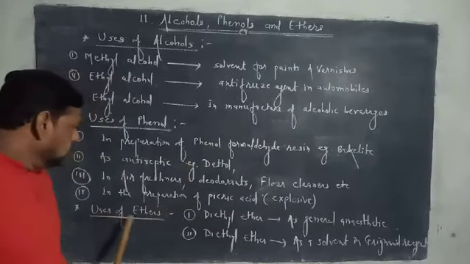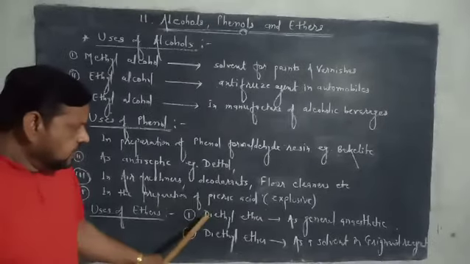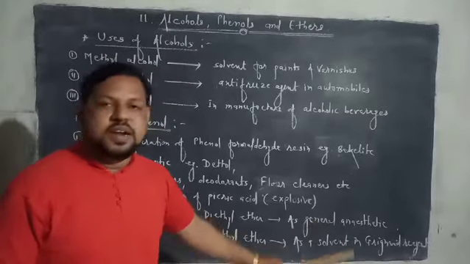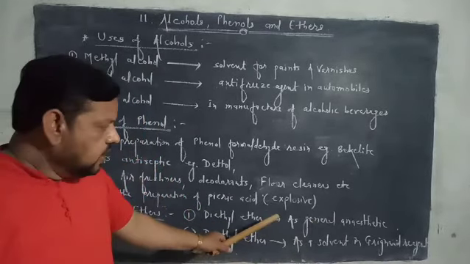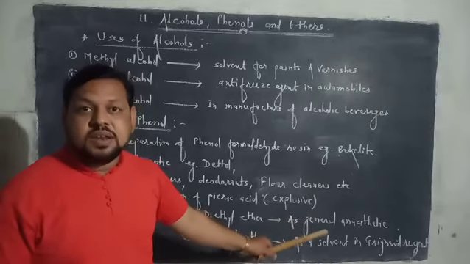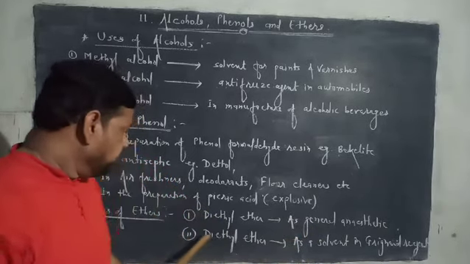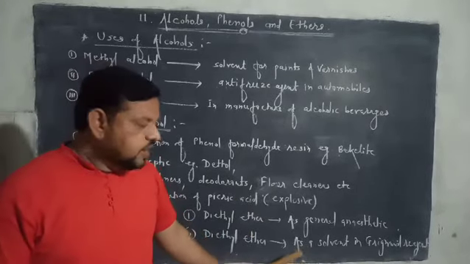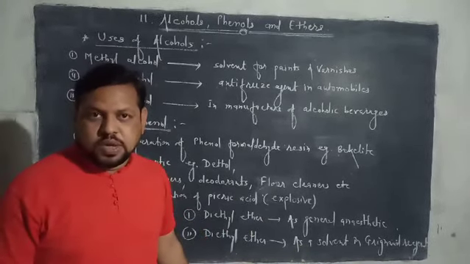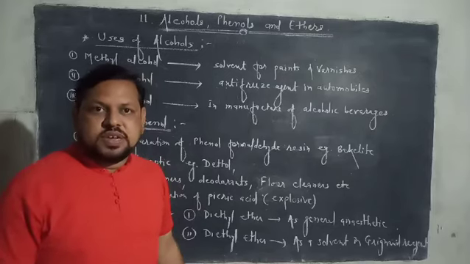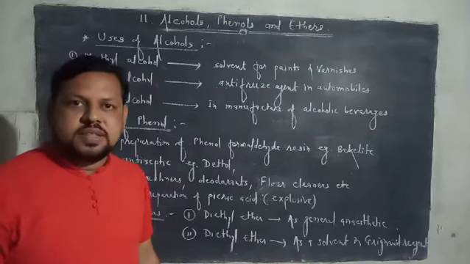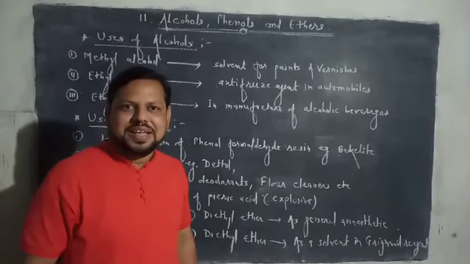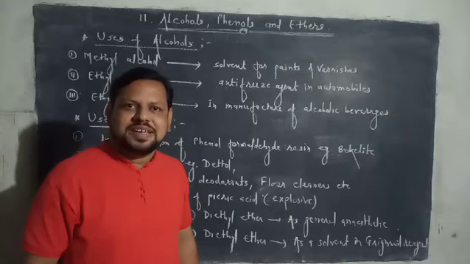Then we discuss the uses of ethers. This diethyl ether is used as a general anesthetic. Previously, it was used as a general anesthetic in surgical operations. Then this ether is used as a solvent in Grignard reagent also. Okay, in this way, this chapter, alcohols, phenols and ethers, is completed.